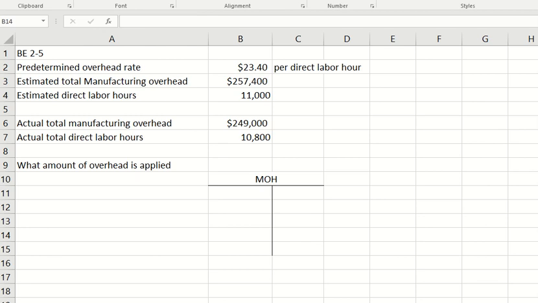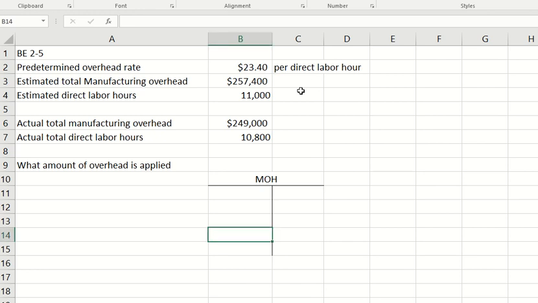Aloha class, I'm doing brief exercise 2-5, which asks what amount of overhead is applied for this job. They give you a predetermined overhead rate, $23.40 per direct labor hour. Remember, our predetermined overhead rate is the total manufacturing overhead that is expected, divided by an allocation base, and our allocation base for this company is direct labor hours.